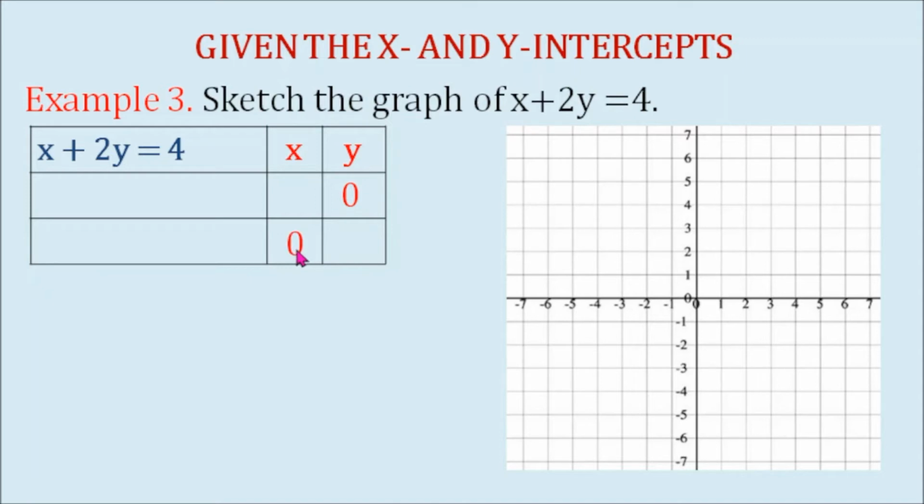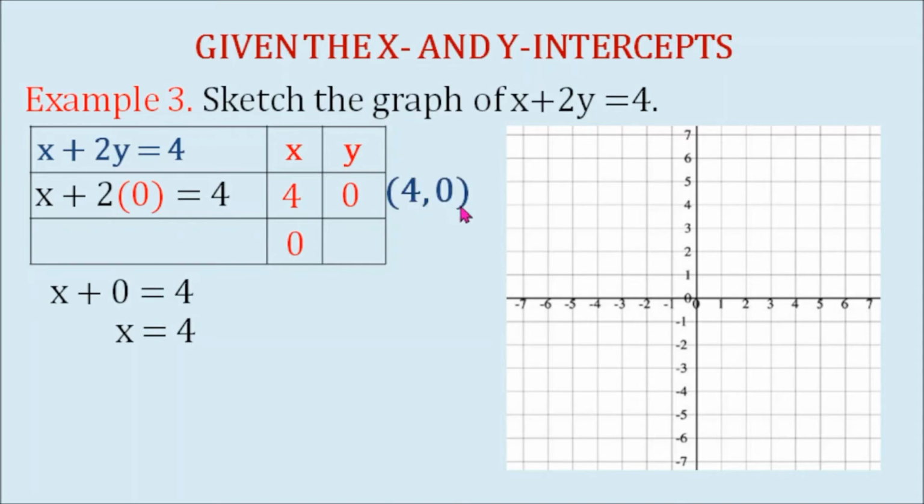Now, to find the x-intercept, we are going to substitute y here with 0, so it becomes x plus 2 times 0 equals 4. And we are going to solve for x here, so x plus 0 equals 4, so this means x equals 4. So our x-intercept is 4, and the coordinates are 4 and 0.